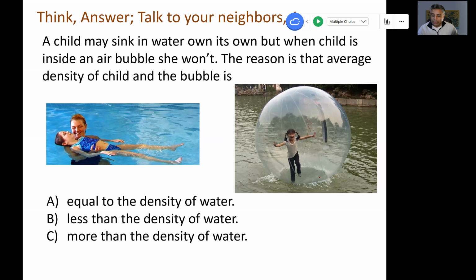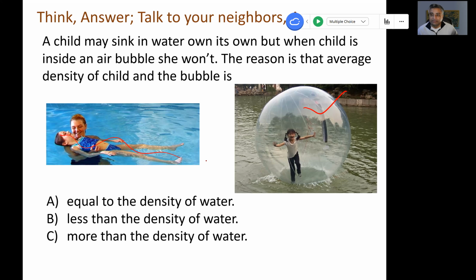And see, this one has a density way smaller than the density of water. How do I know it? Because it's floating all the way on top. Only a small part is inside. So the average density is way smaller here because we know the density of air is way smaller compared to the density of water. Although for a human, the whole body density is slightly more.